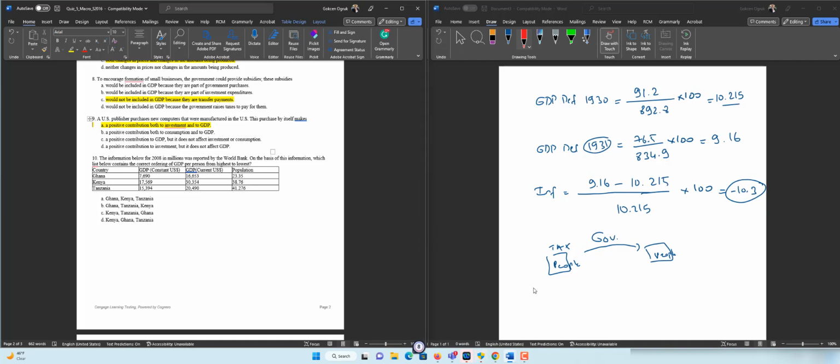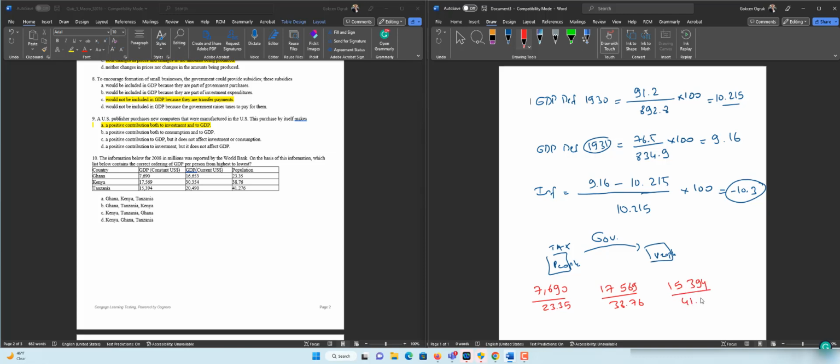Now let's calculate the GDP per capita. GDP per capita is, for the first country, Ghana, 7,690 divided by 23.35. And for Kenya, 17,569 divided by 38.76. And for Tanzania, it's 15,394 divided by 41.276. And then we will order the real GDP per capita.